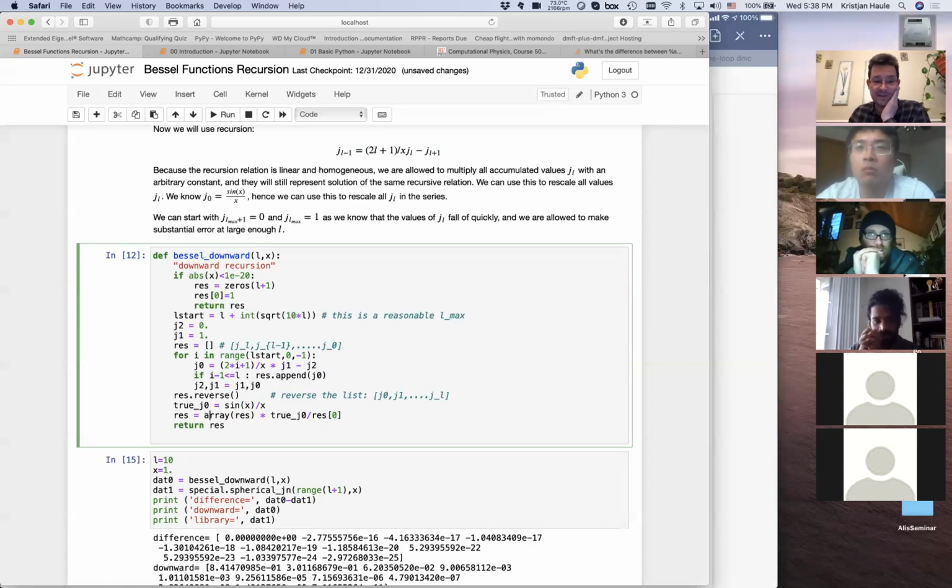So what do we do? We create from this list a NumPy array, and then we multiply with the true J0 divided by the value of res at 0. So you see, this array res divided by res of 0 is equal to 1 at the first entry, and then we multiply with true J0, which means that the first entry is going to have the correct value. It's going to be J0, which guarantees that all others are correct as well.